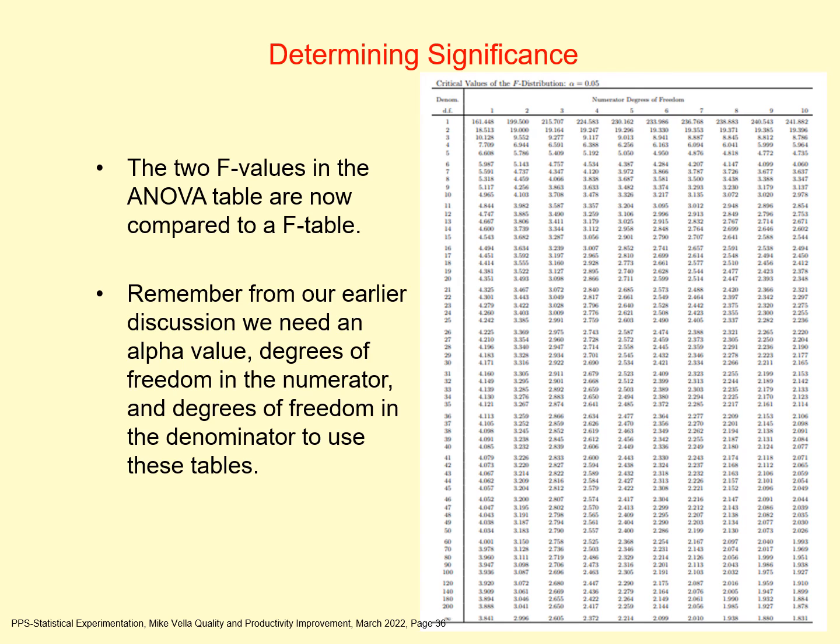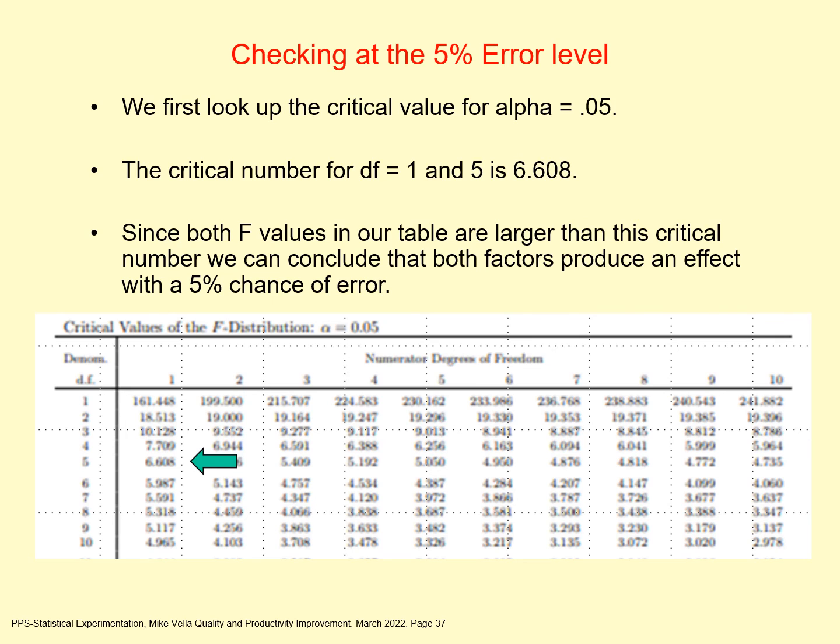Remember from our earlier discussion, we'll need a few items. We'll need the alpha value, the value of the risk that we're going to take, the degrees of freedom in the numerator, and the degrees of freedom in the denominator to use these tables. So we're going to check the significance of our two factors at the 5% level. We find a chart that says critical values of the F distribution, alpha equals 0.05. The critical number for degrees of freedom of 1, find the column, degrees of freedom 1, and then read down to the row, degrees of freedom 5, is 6.608.